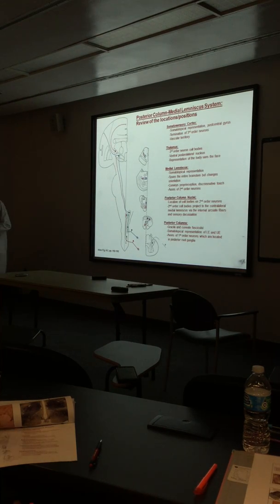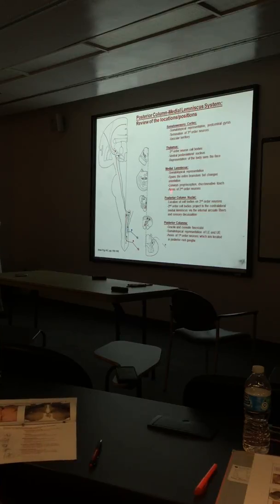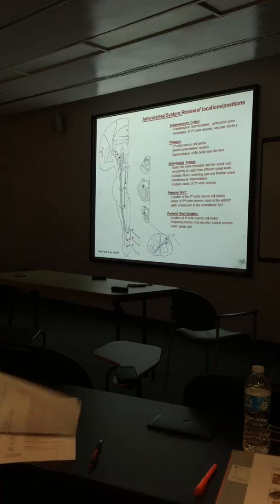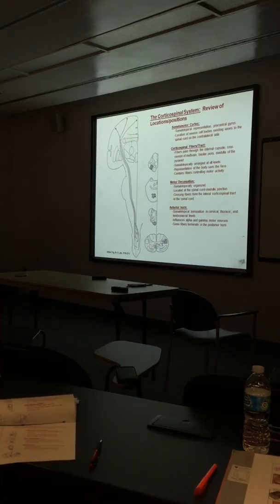I'm not going to go over these much, just to say look at them, because these give you an idea of the posterior column, medial lemniscus pathway from spinal cord to cortex. And again, we'll talk about these in separate lectures, but I just summarize them here. Here's a summary of the anterolateral system from spinal cord to cortex. And here's an example of the corticospinal system from cortex to spinal cord.